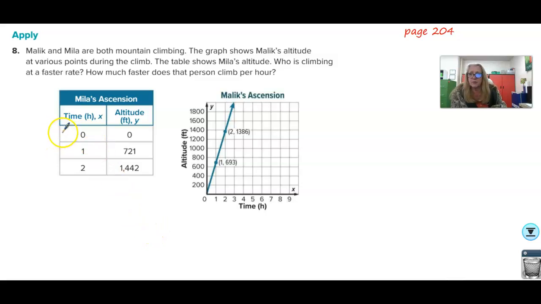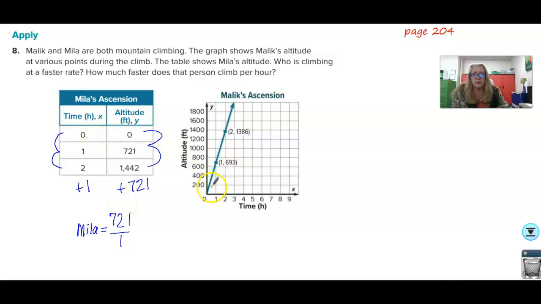Well, we'll start with the table. This went up by 1, up by 1. This went up by 721, up by 721. This is y, so they've written it right here. So the change in y over the change in x. So Mila is going, is she going down or up? No, she's going up, okay. She's climbing 721 feet per hour, all right?